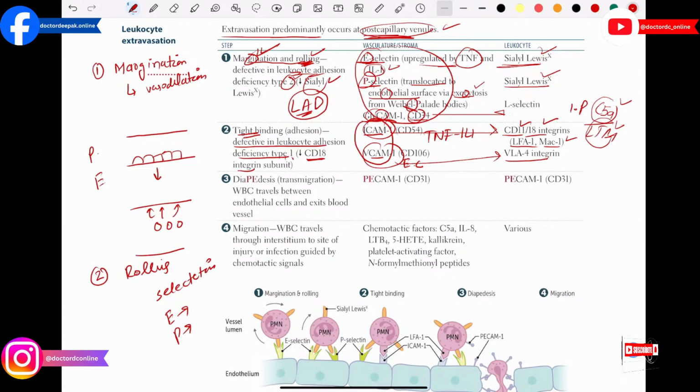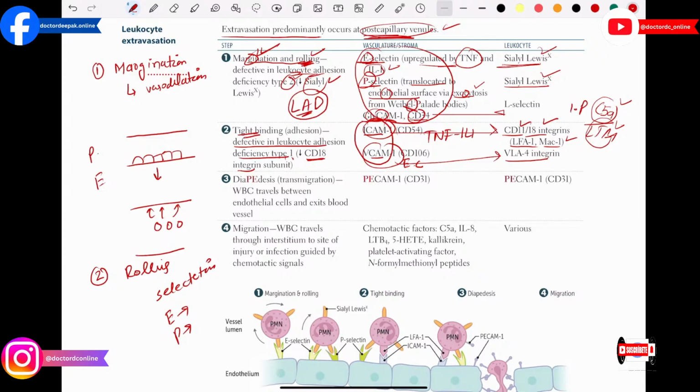So basically we will study in immunology that when there is a problem in leukocyte adhesion deficiency, it is going to produce different kinds of infections. It will lead to recurrent bacterial infection. So this is the important point which you guys have to remember.